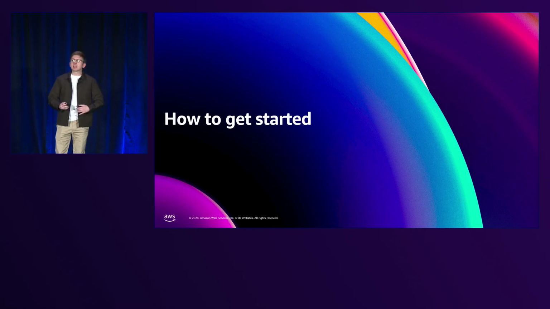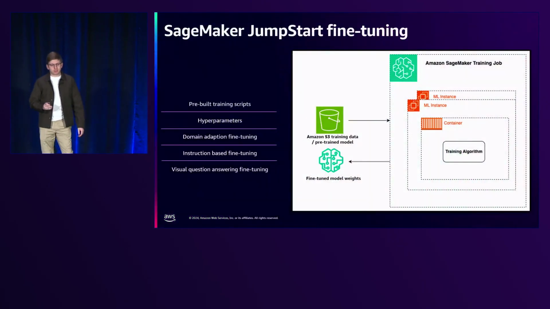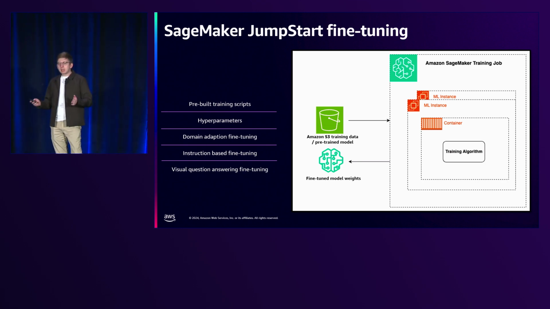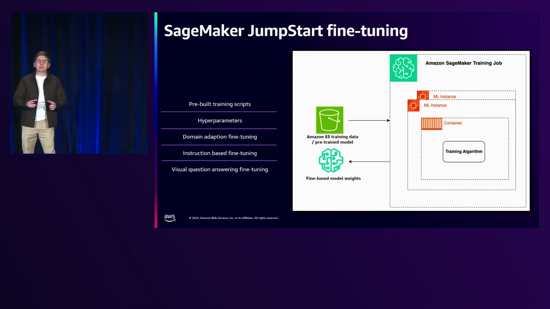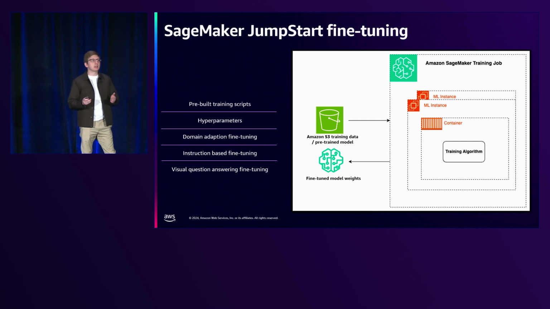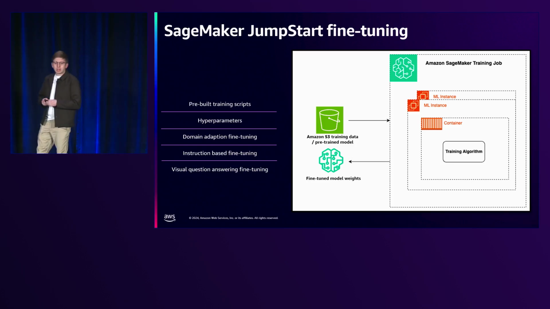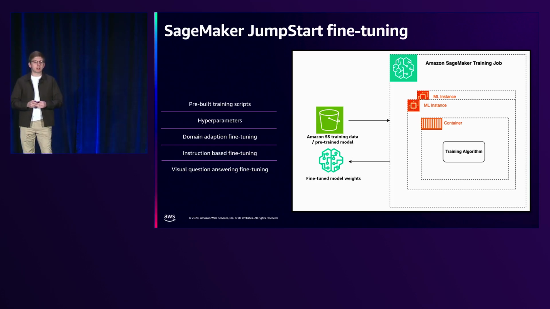Cool, thanks, Carl. So let's now take a look at how to get started with fine-tuning on SageMaker, specifically using SageMaker JumpStart. Now, at the core of fine-tuning on SageMaker JumpStart is the concept of SageMaker training jobs. If we take a look at what makes up a training job, we can see that it contains an ML instance. And this could be a GPU-based instance, CPU-based instance, or even an accelerator-based instance, such as Trainium. But in the case of foundation model fine-tuning, it is most likely GPU or accelerator-based.